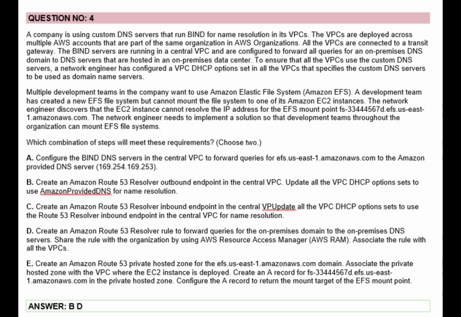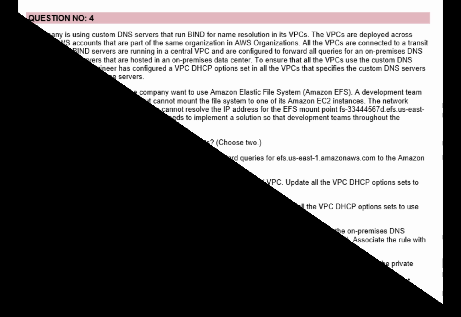E. Create an Amazon Route 53 private hosted zone for the efs.us-east-1.amazonaws.com domain. Associate the private hosted zone with the VPC where the EC2 instance is deployed. Create a record for f334567d.efs.us-east-1.amazonaws.com in the private hosted zone. Configure the record to return the mount target of the EFS mount point. Answer: BD. Question number 5.